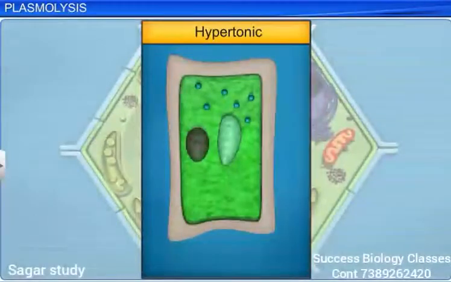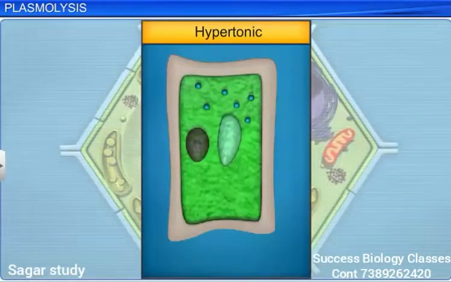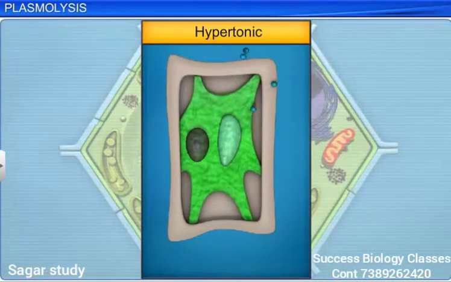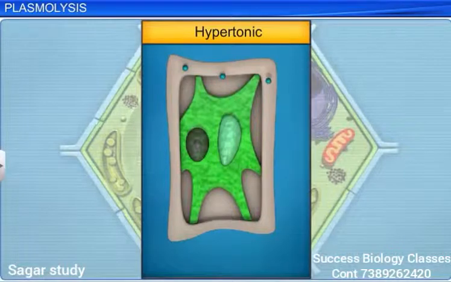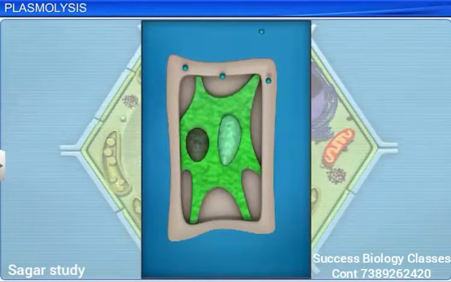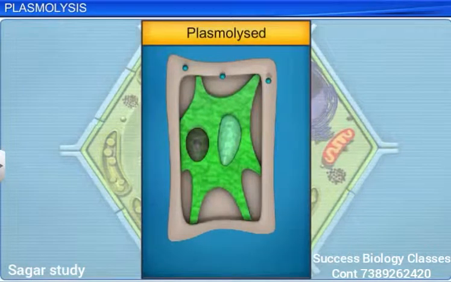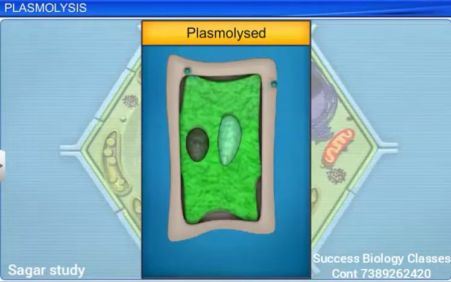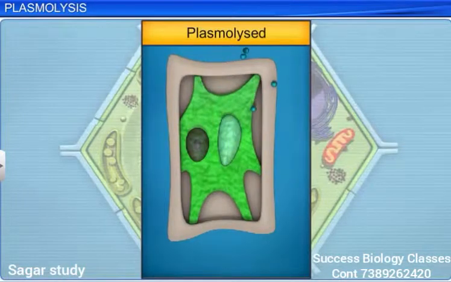If a plant cell is placed in a hypertonic solution, water moves out of the cell due to osmosis. The cell membrane shrinks away from the cell wall with this outward movement of water. This phenomenon is called plasmolysis, while the cell is said to be plasmolyzed. In plasmolysis, water first moves out of the cytoplasm and then the vacuole.